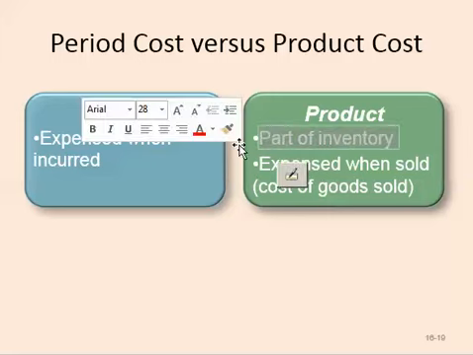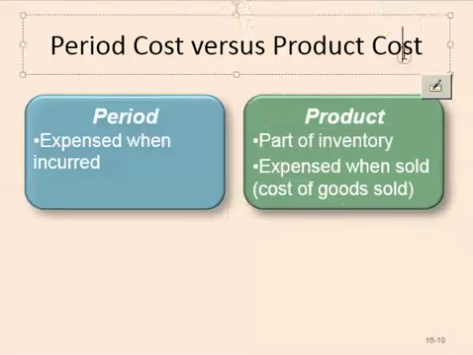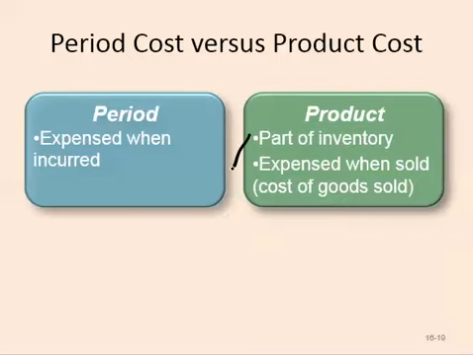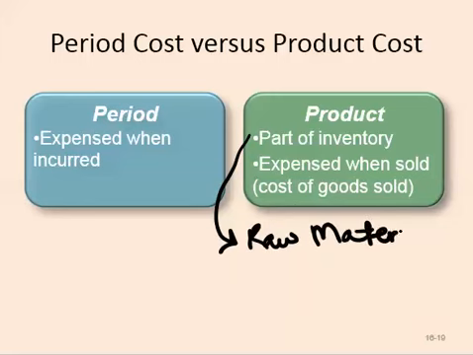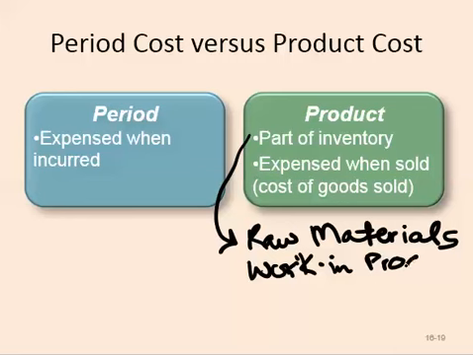Again, those three, and I'll write them down for you here. Those three types of inventory for a manufacturer are raw materials, work in process, which is work that's been started but not yet completed, and then finished goods.